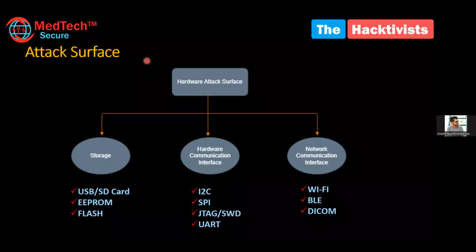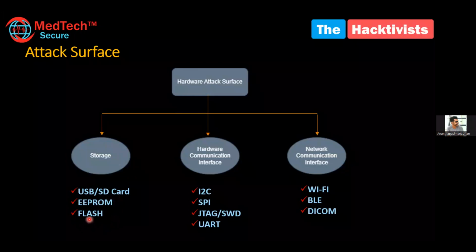So the next part is the attack surface. Now we have a basic understanding of the components we will be mainly focusing on from the security perspective. That we can split into three categories mainly. This is actually a high-level architectural overview. We can split it into storage, hardware communication interface, and network communication interface. For the storage part, we have already discussed the flash, EEPROM, and the USB or SD card.